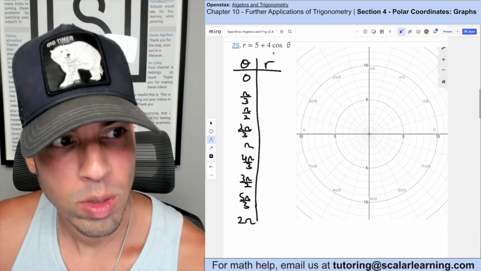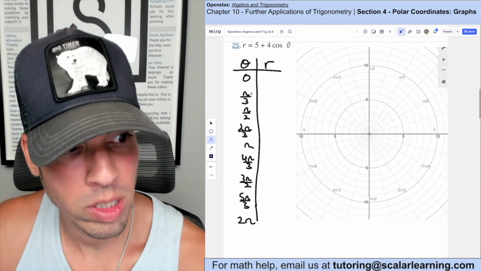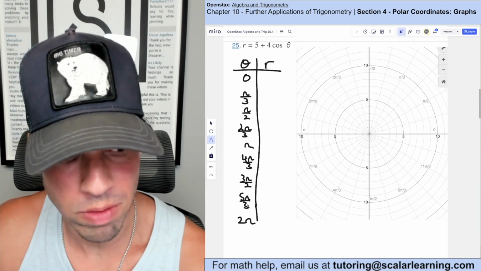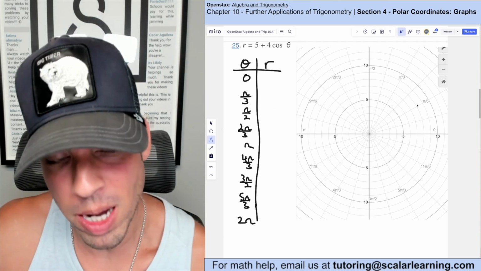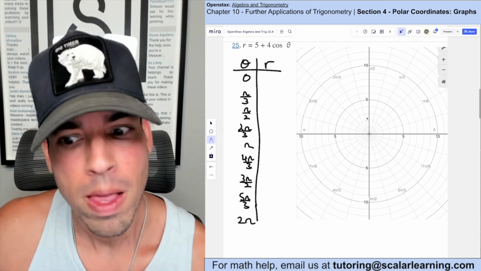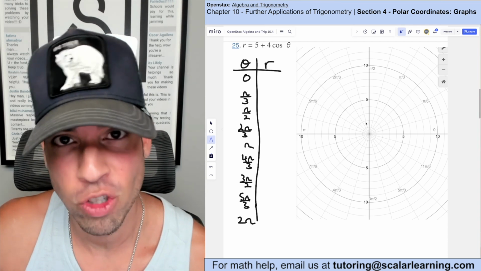Done. So for this one, because now we have cosine, I'm choosing pi/3, 2 pi/3, 4 pi/3, and 5 pi/3. Again, just because it's easier to calculate mentally. You can still do pi/6, you could do other values on the unit circle, but I'm going to use these and we're going to get a nice picture as a result.